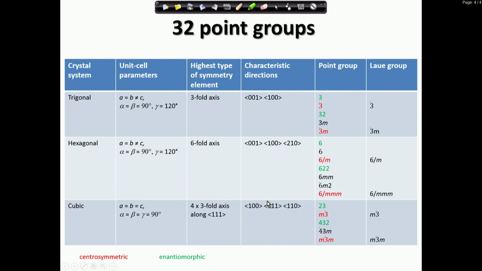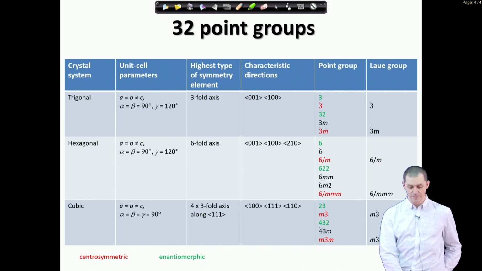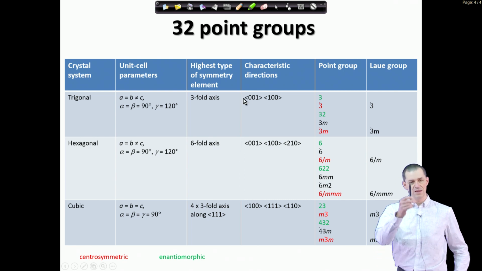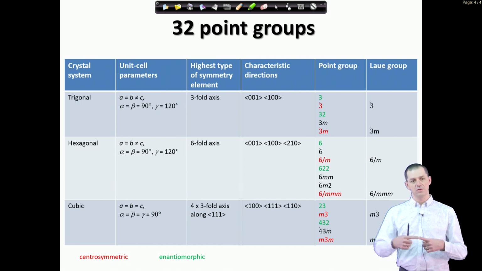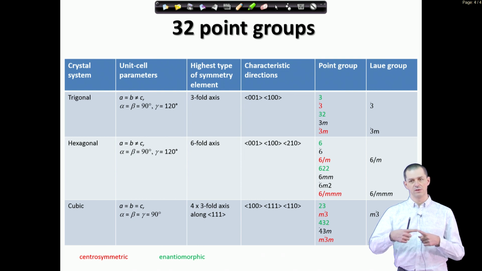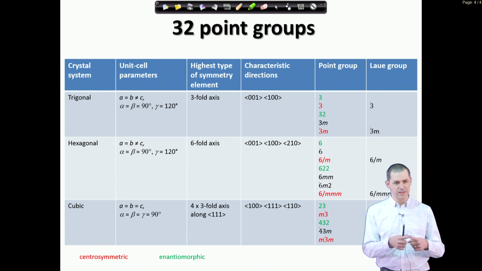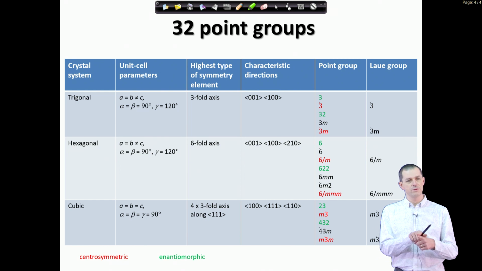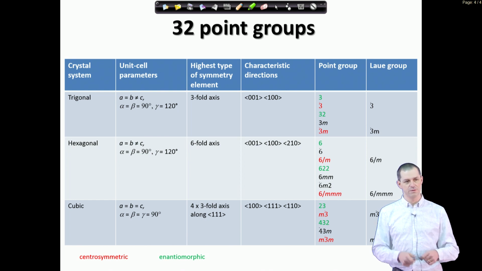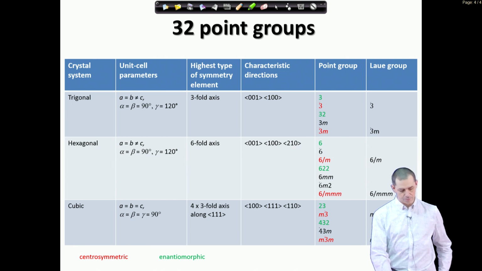Okay, so this is the overview of the 3 highest symmetry crystal systems: trigonal, hexagonal, cubic. Again, the idea is the same. There are certain unit cell parameter restrictions. This is the highest symmetry type, and these are the characteristic directions, which in trigonal are C and A. In hexagonal it's C, A, and then the diagonal between not A and B, because A and B have angle of 120 degrees, and the diagonal between them is actually equivalent by 6-fold axis, but it's the diagonal, let's say that's the direction 30 degrees off the A. That's the third characteristic direction for the hexagonal system.